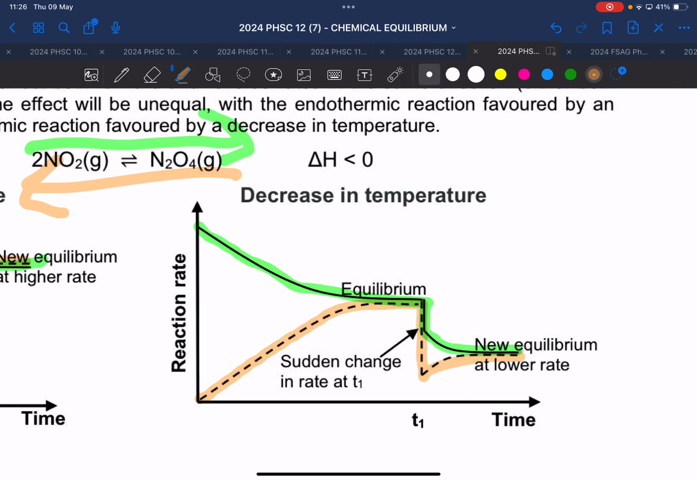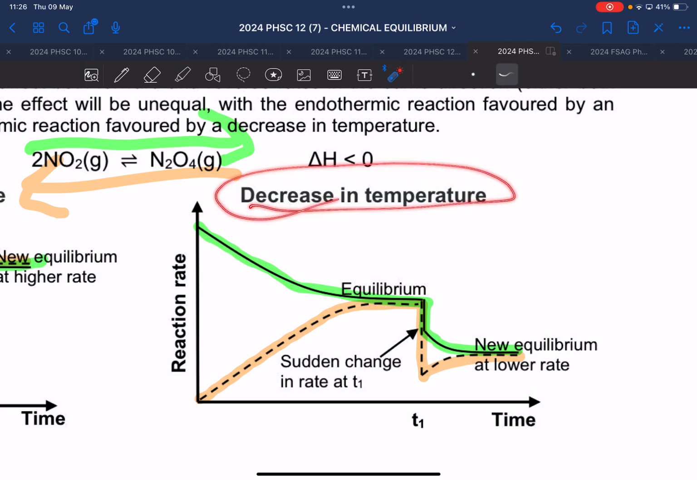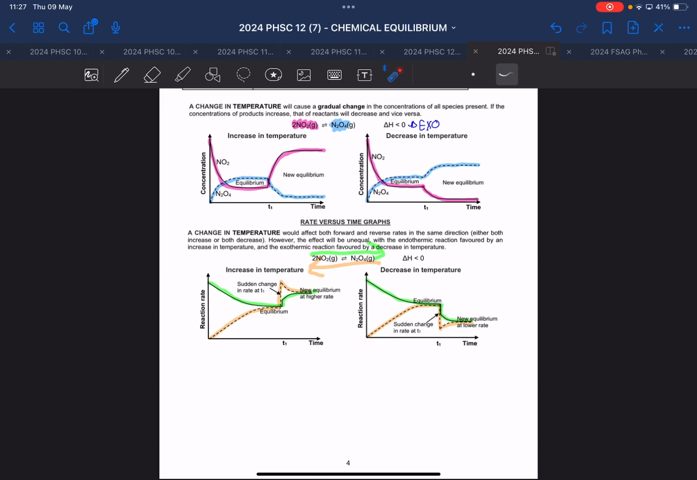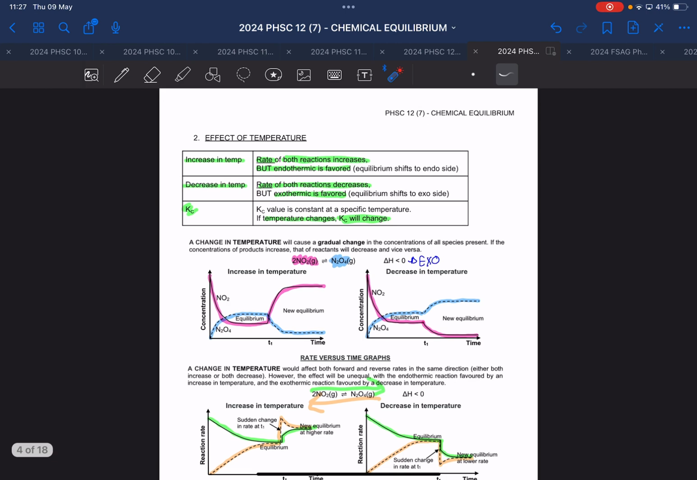Okay. So if we have a decrease in temperature, our exothermic reaction is favored, and in this case it will be our forward reaction. So we look at our forward reaction, the green one. We reach our equilibrium, and then it falls down only a little bit, right? The backwards reaction falls down a lot, because the forward reaction is favored. So the reaction rate decreases only a little before we reach our new equilibrium. So that is our effect of temperature.